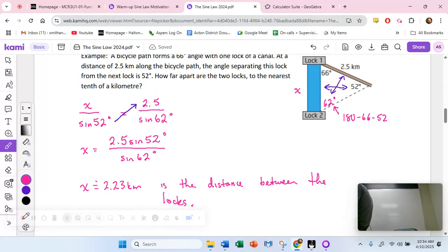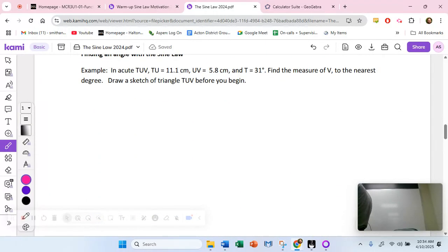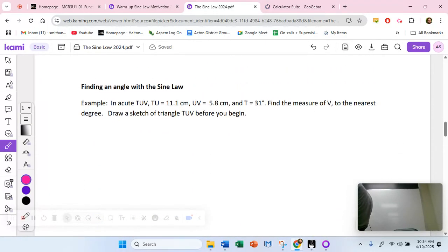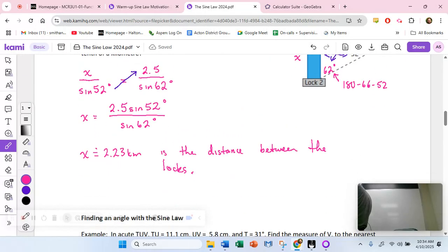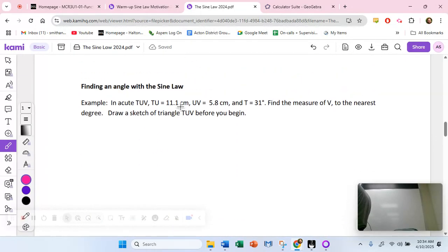Now, that was finding a side. Finding sides, you can set up the same way. I don't want to do too many redundant questions with you guys. Let's try to find an angle, see what that looks like. So we can find angles with the sine law too. So this one, we're going to draw our own triangle. That's okay.